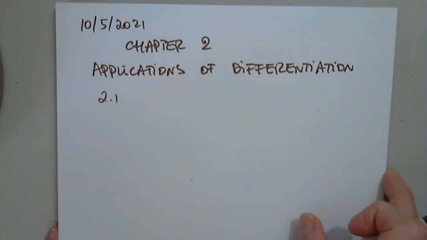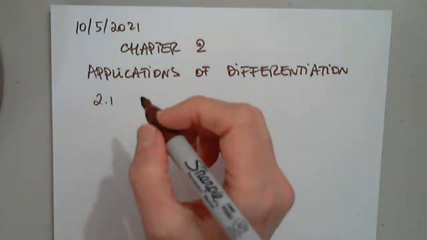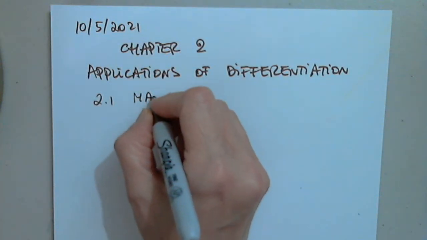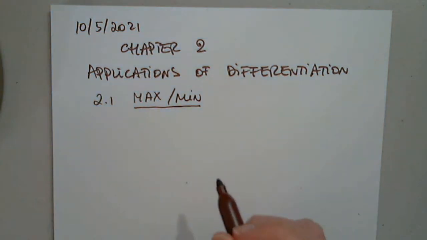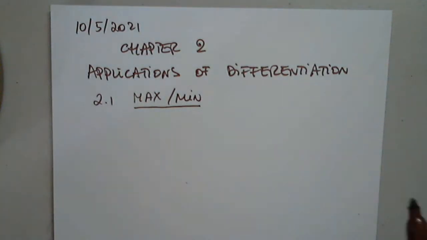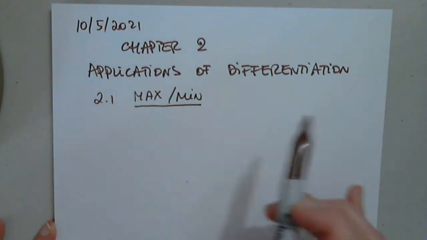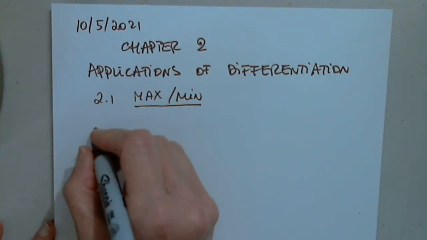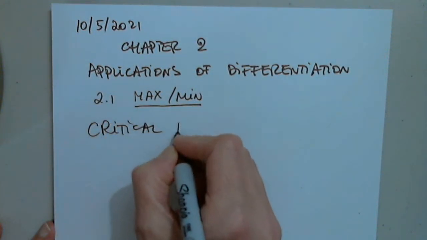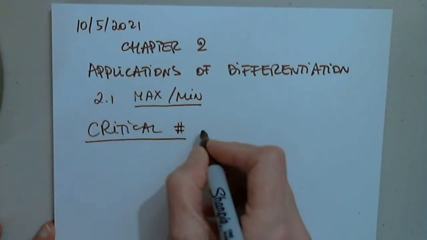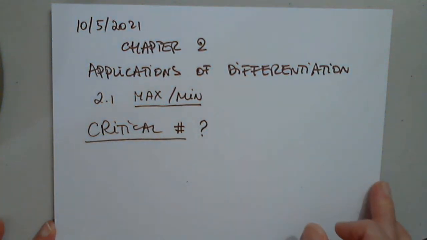So we need the preliminaries. We're going to talk here in general about max min. In other words, when a function has a maximum or a minimum or any number of them. So the first topic is critical numbers. What is a critical number?